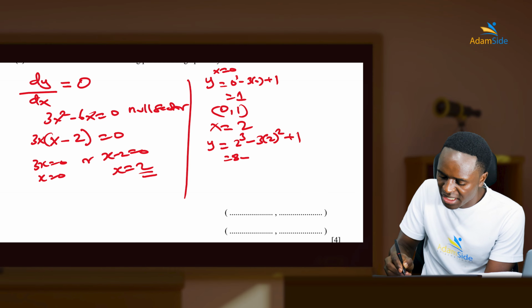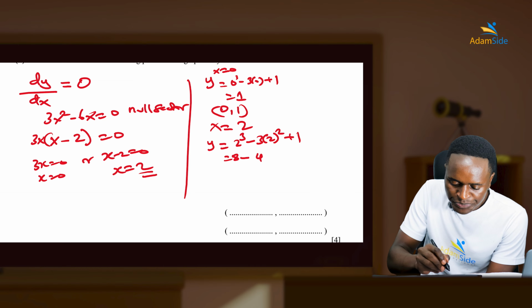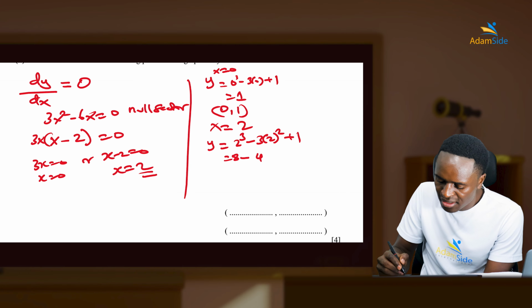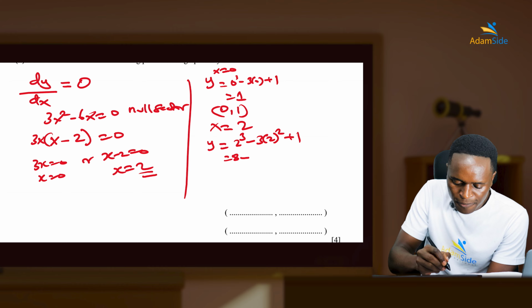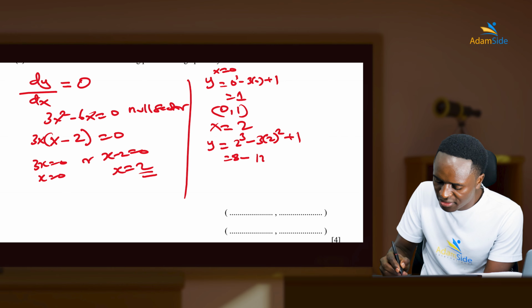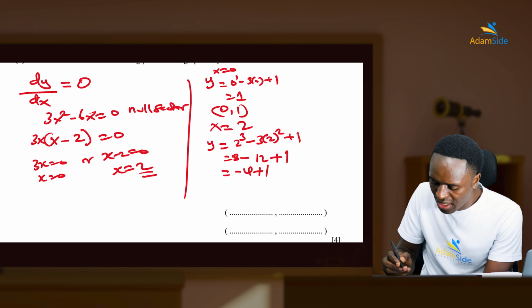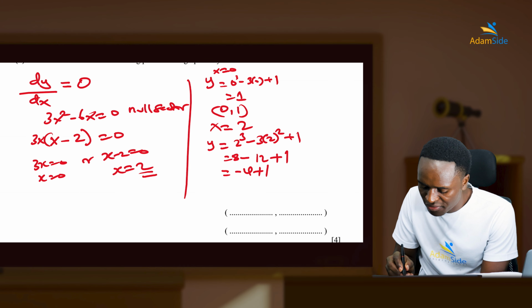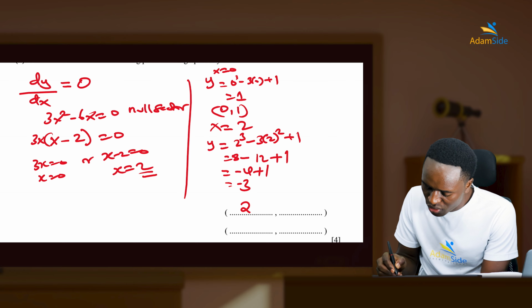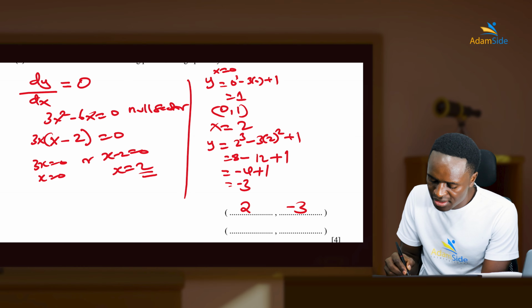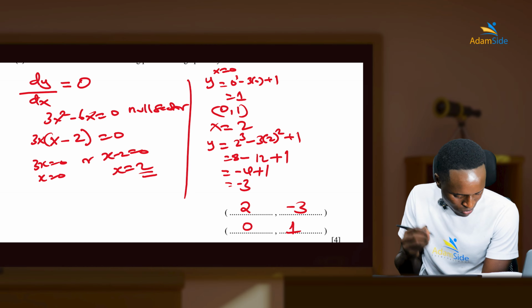So this is 8 minus 12. It will be 8 minus 12 plus 1. It will be minus 4 plus 1. So 8 minus 12 is minus 4, plus 1, which is minus 3. Therefore, when x is 2, the value of y is minus 3. And when x is 0, the value of y is 1.